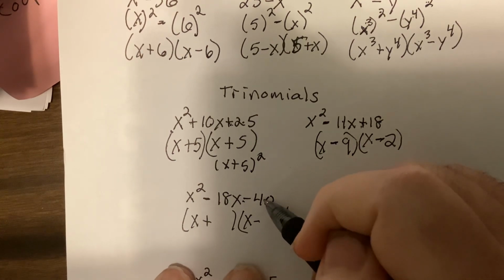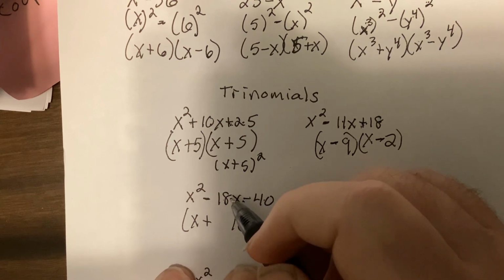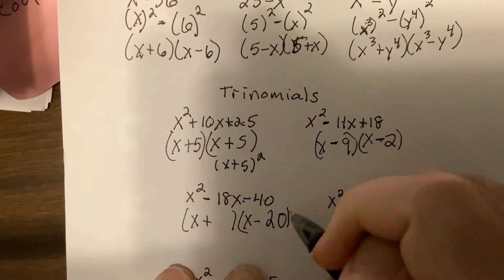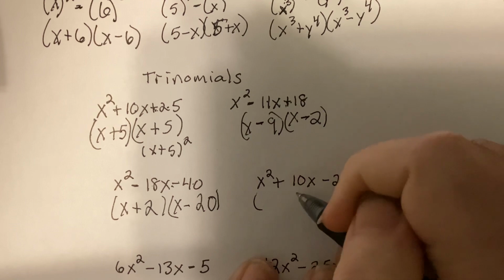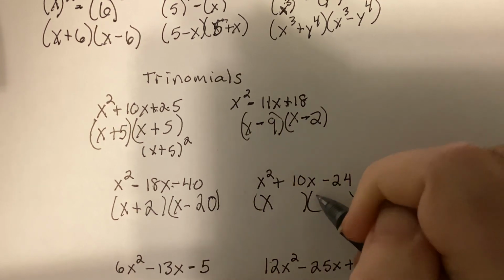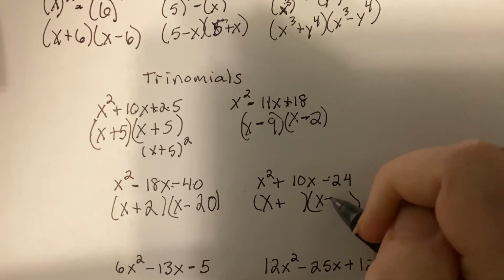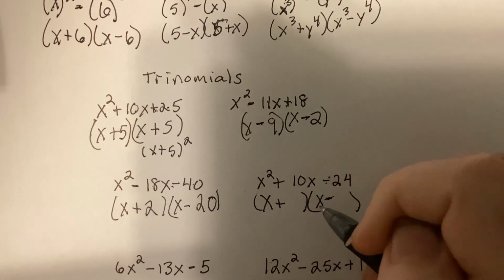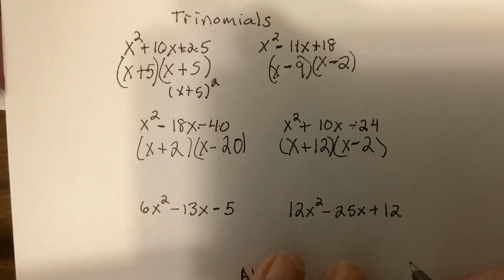So what do you multiply to get 40, but you subtract to get 18, and that'd be 20 and 2. And the largest one goes with the middle sign. So 20 goes here, 2 would go there. So here, x squared is x and x. Last term's minus, so it'd be plus, minus. What do you multiply to get 24, but you subtract to get 10? And that'd be 12 and 2.